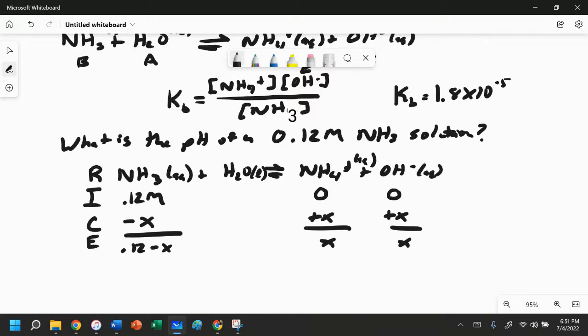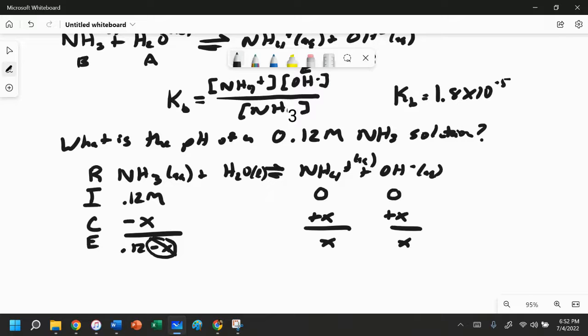So now we have to decide, can we ignore this minus X or not? And again, we're going to use the 100 times rule. Is the concentration, 0.12, over 100 times greater than the Kb value? And so when we look at the Kb value, which is up here, 1.8 times 10 to the negative 5, that is definitely well over 100 times smaller than the original concentration of 0.12. So we can ignore the X here, but you do always have to check to make sure you can ignore the X. Is it 100 times smaller than the Kb value?